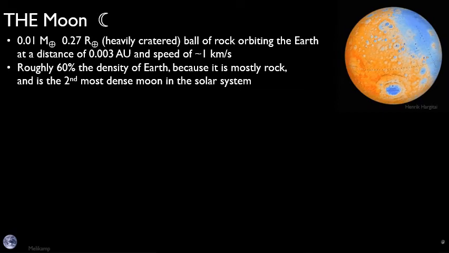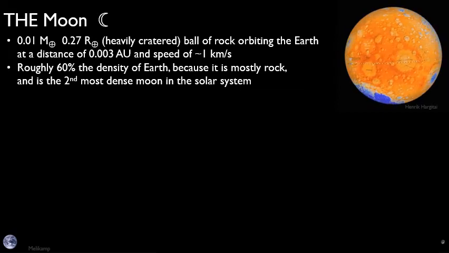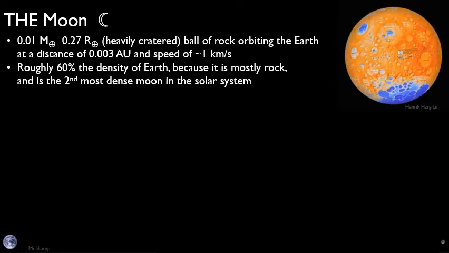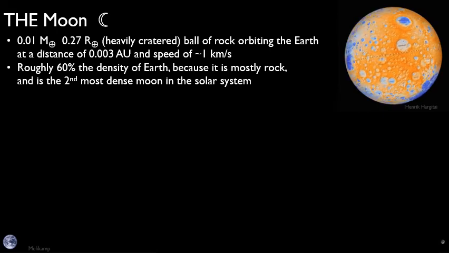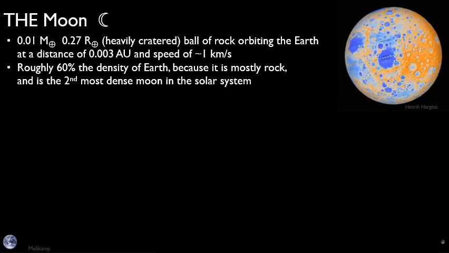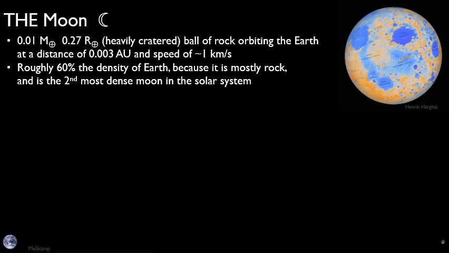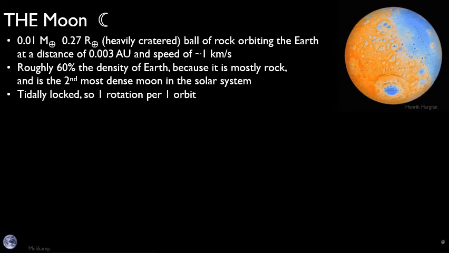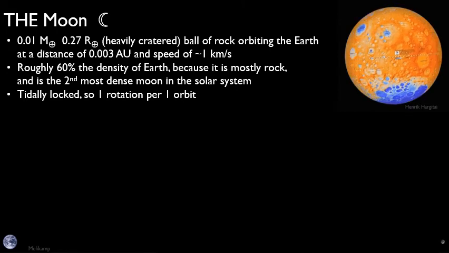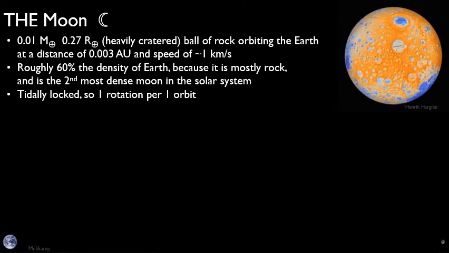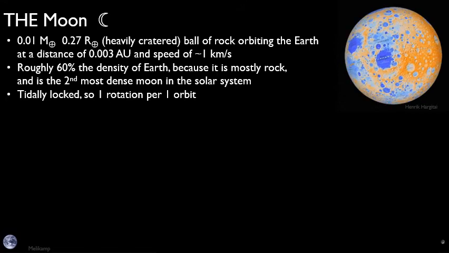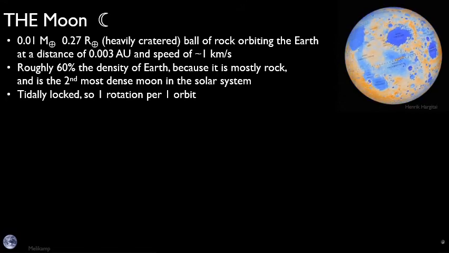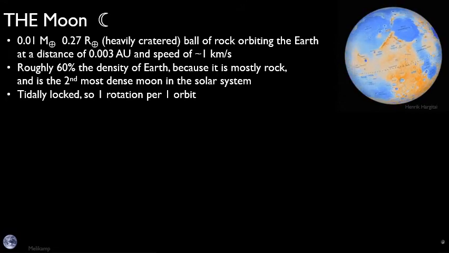The density itself is about 2/3 the density of Earth, and that's because it's mostly rock. So remember, the Earth has a large metallic core. There's a very small metallic core to the Moon, but nonetheless, it's the second most dense moon in the solar system. It has one rotation per each orbit, so that's why when you look up in the night sky or even in the daytime sky and see the moon, you always see the same face because it's rotating at the same rate that it's orbiting.